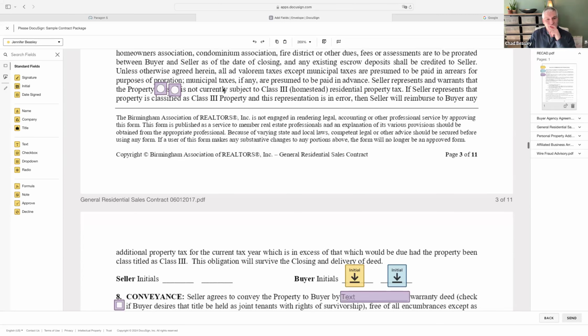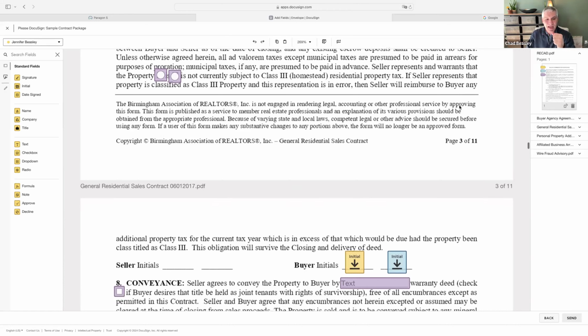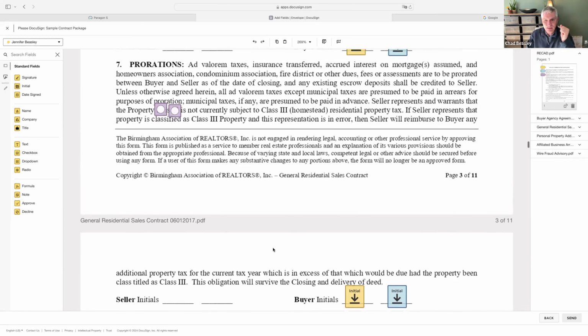This paragraph also talks about the seller representing and warranting that the property is or is not currently subject to Class 3 homestead residential property tax. If the seller represents that the property is classified as Class 3, meaning that they have the homestead exemption in place, which gives you a discount on the taxes, and this representation is in error, then the seller will reimburse the buyer any additional property tax for the current year, which is in excess of that which would be due had the property been classified as Class 3. This obligation will survive closing and delivery of the deed.